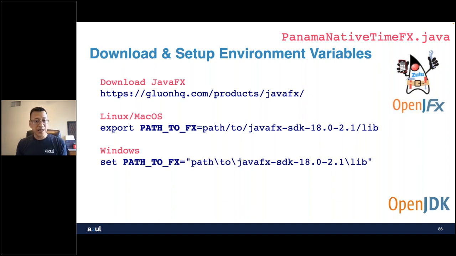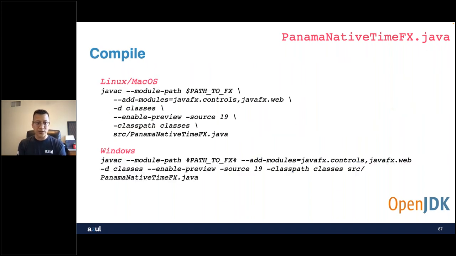Here I obtained libraries from Gluon HQ. You can also get JavaFX from our JDK builds, but from Azul. But because JDK 19 is only in preview release, we don't have it included yet until it's released in general availability. So those, we generally set an environment variable called path to FX, and we'll use that later to run it because we need it to add the modules.